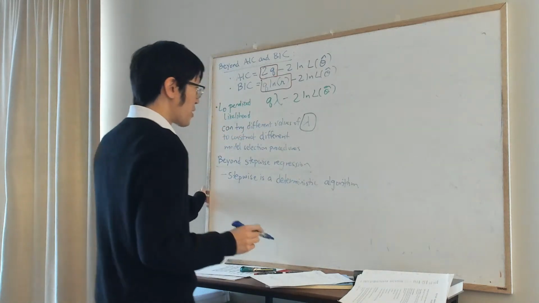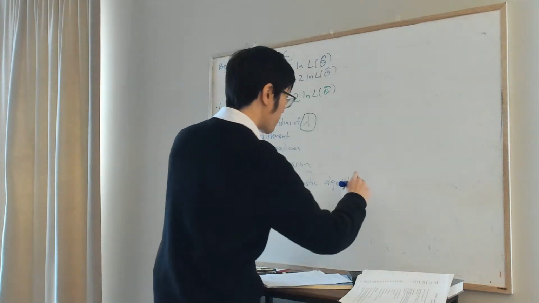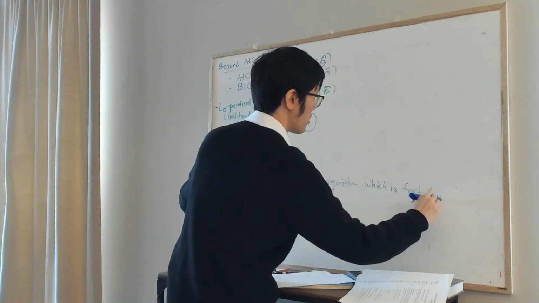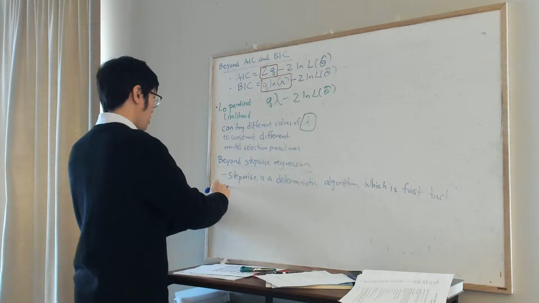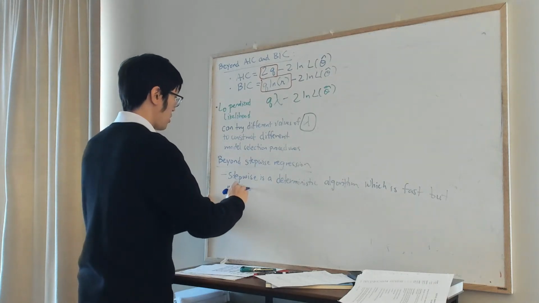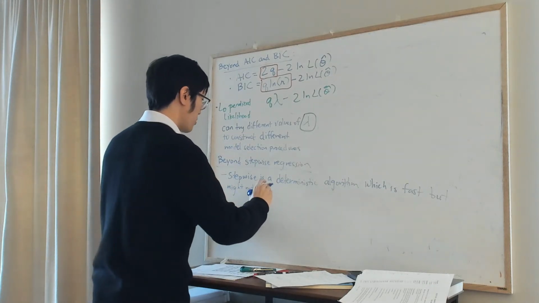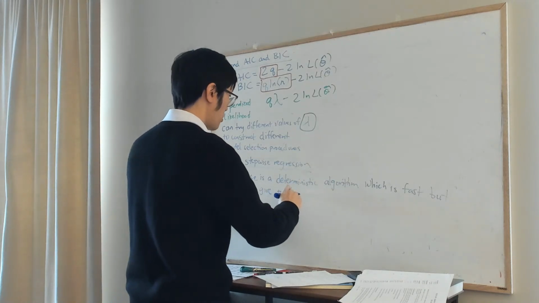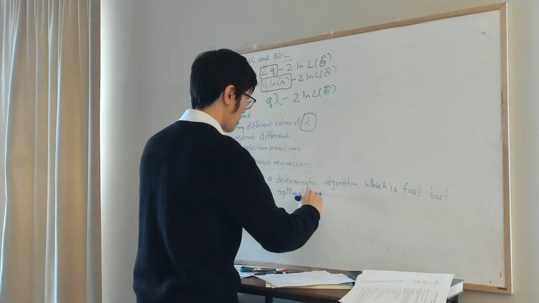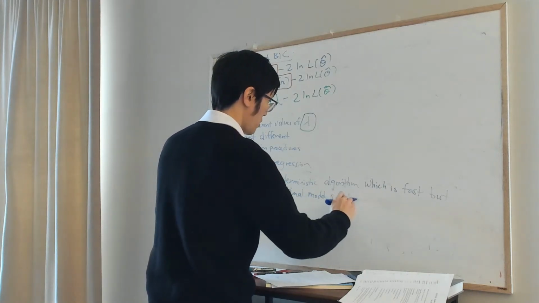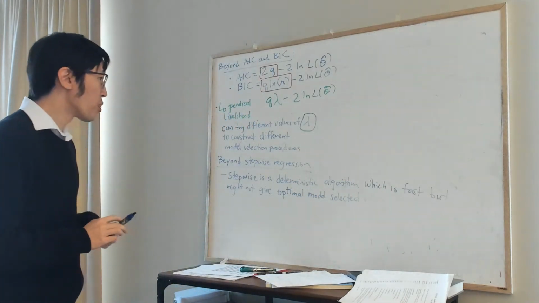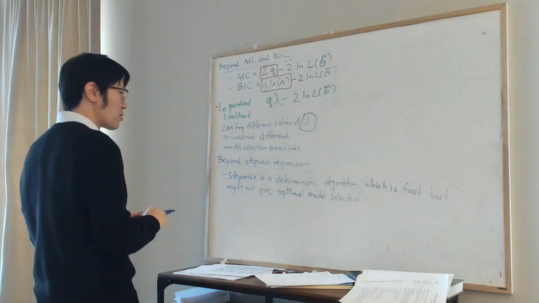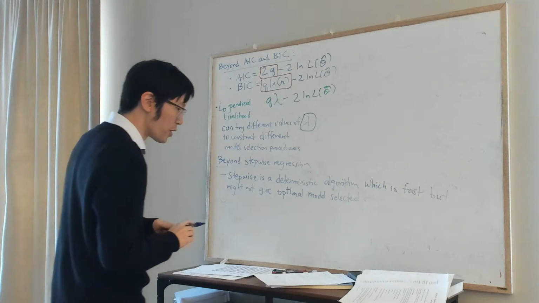So this is a deterministic algorithm, which is fast, but might not give an optimal model selected. Okay, so I'm going to give you one basic extension to that, and there are many I could talk about, but I'll just choose one for today.